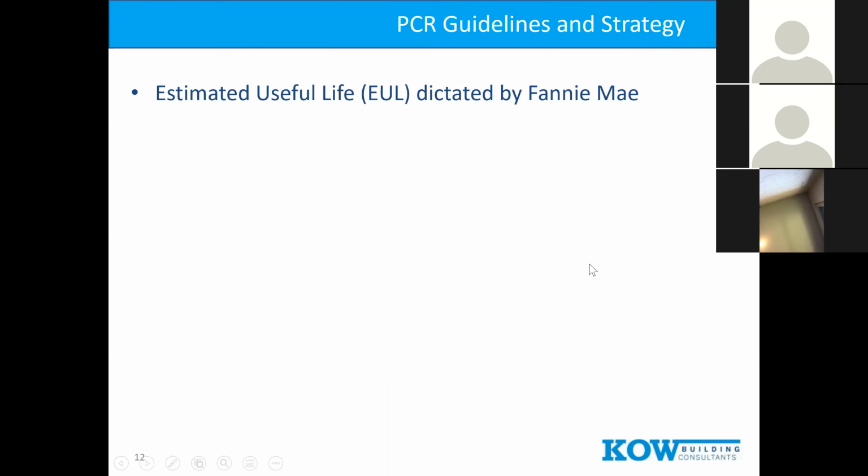So when we're writing the report, estimated useful life, EUL, is dictated by Fannie Mae, which we talked about a little. So for example, roof, 20 years. Now they actually added some details on those things. But estimated useful life, EUL, tells you how long something should last. Okay, that's the first piece of the puzzle. So if you have a water heater and it's 12 years, it should last you 12 years.